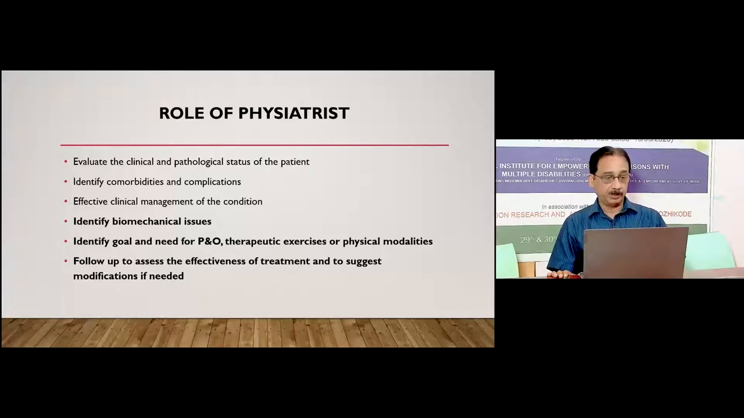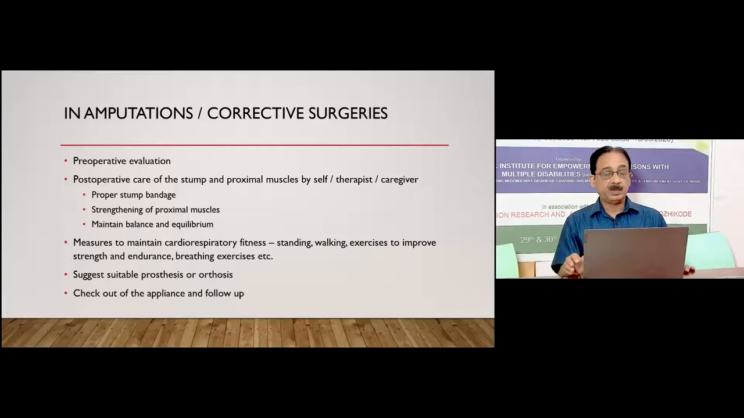But the next few points, identifying the biomechanical issues, I will say a physiatrist is the best person to identify, because he or she learns biomechanics as a major topic in the 3-year MD curriculum. A physiatrist also identifies the goal and need for prosthetics and orthotics or therapeutic exercise or any physical modalities. And the follow-up of the patient regarding the effectiveness of treatment, or to suggest any modifications of the treatment program, is to be done by the physiatrist. And in amputations or other corrective surgeries, the physiatrist does the pre-operative evaluation.